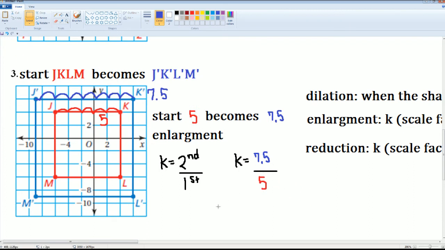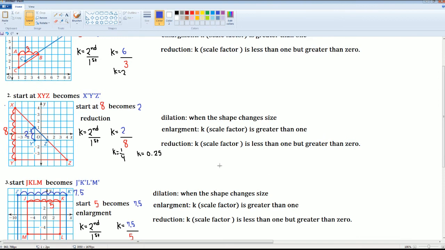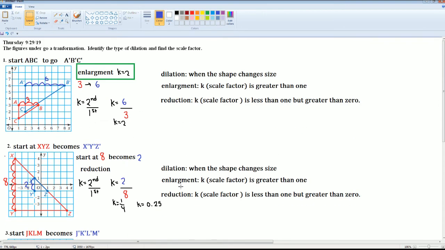There you go. You could leave the answer like that. K is 7.5 over 5. That's correct. You could give me a decimal, but this is an acceptable answer. Most of the time, you're going to see scale factors left in a fraction, okay? Never as a decimal. Alright, so there you go. These are all your solutions for Thursday, August 29th for week 4.